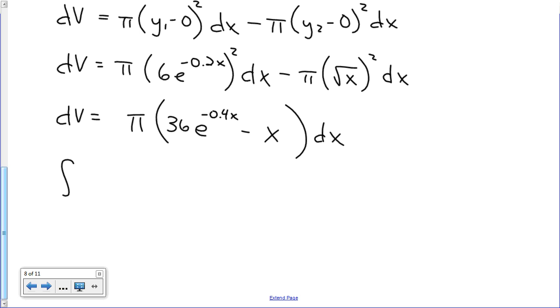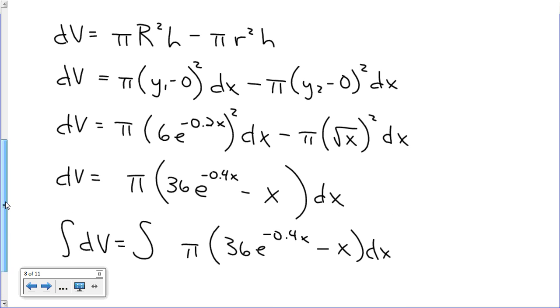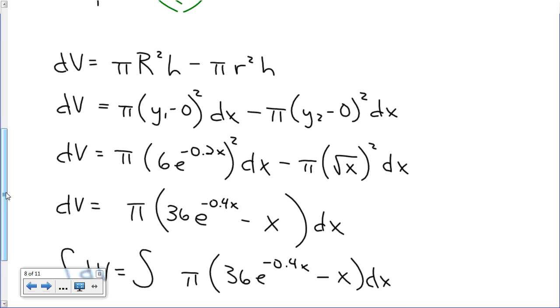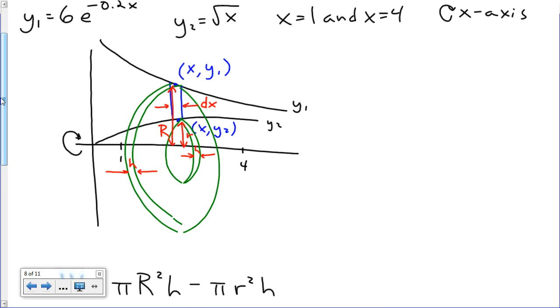We are all set to do some integration. So the integral of dv is the integral of pi times 36 e to the negative 0.4x minus x dx. And we just need limits of integration there on the right side. So we want to think about this in terms of x. Our differential is x, so I need x values here. And they were actually nice enough to tell us that we're integrating this from x equals 1 to x equals 4. They told us those are the bounds.